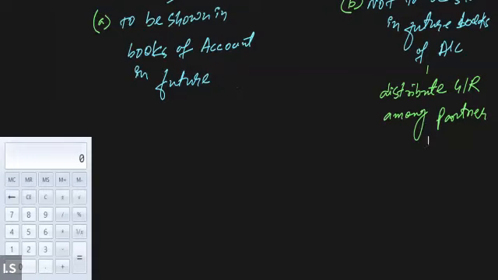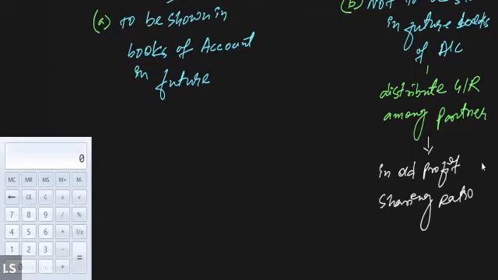So the answer is very simple. Just distribute it among the partners in the old profit sharing ratio. In the old PSR, old profit sharing ratio. This is it, profit sharing ratio. I hope this is clear to you.